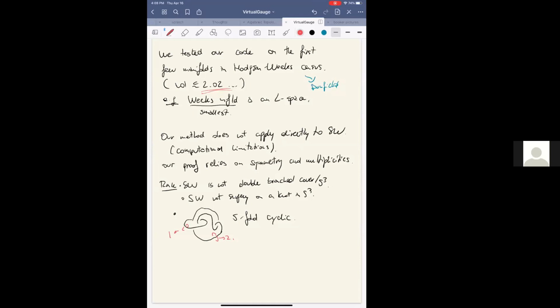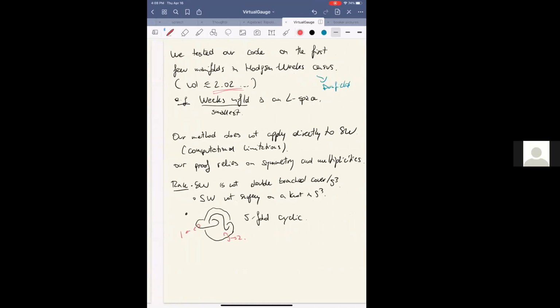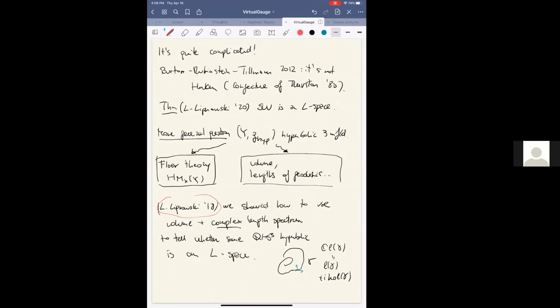Regarding Seifert-Weber and taut foliations: the main theorem says it's an L-space, and L-spaces don't admit taut foliations. So this is a corollary of the main theorem, that this space doesn't have a taut foliation, coorientable at least.